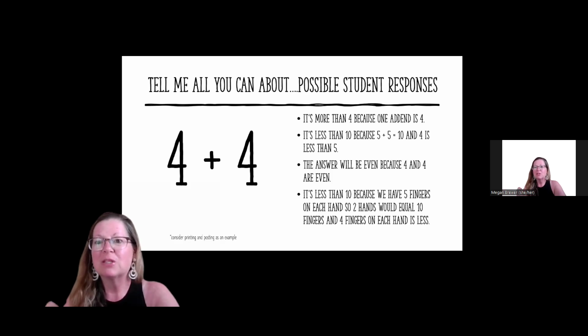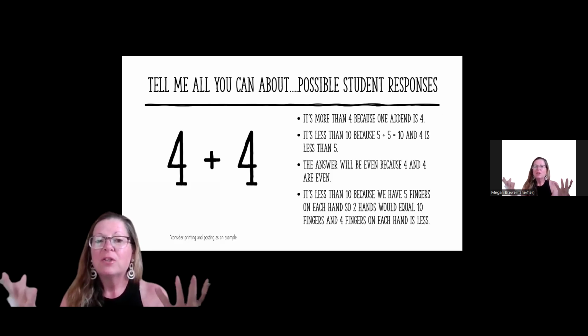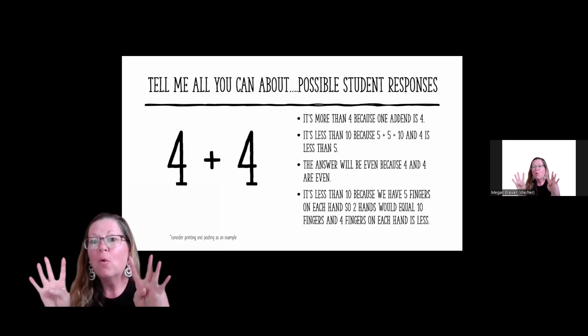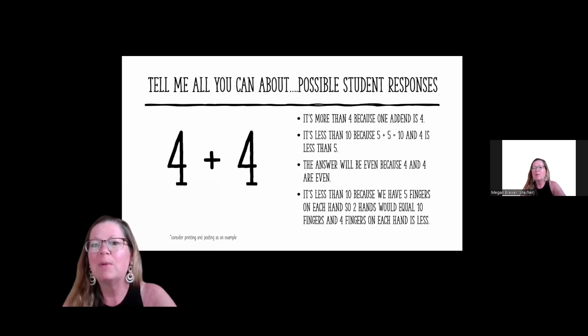Wow, that's awesome thinking. We would be so happy if we heard that from students. It's less than 10 because I have 5 fingers on each hand. So 2 hands would equal 10, but this isn't 5 and 5. This is 4 and 4. So it has to be less than 10. All right, look at that great thinking. We would be so happy to hear that from kindergartners. And some of these kinds of thoughts you are going to hear. Operations included in this deck for equations include addition, subtraction, multiplication, division with whole numbers, fractions, decimals, and negative numbers because we're taking it up to 6th grade.